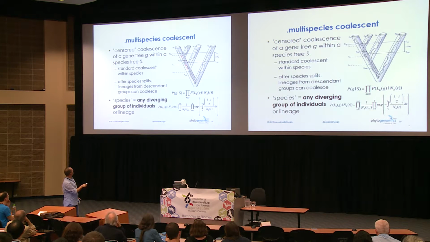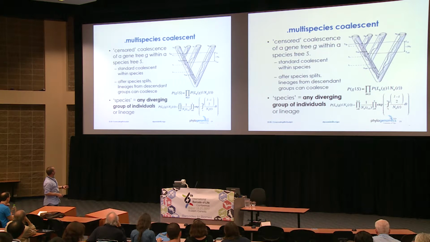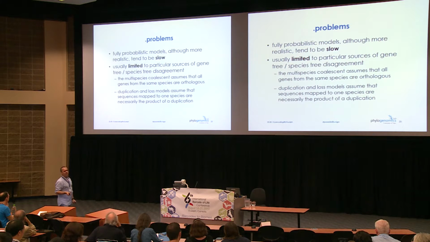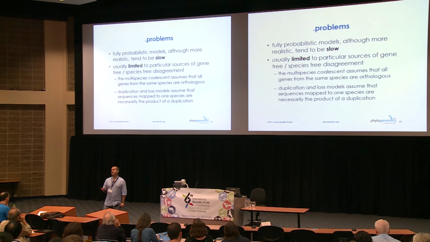This is pretty standard. We can calculate the probability of two lineages surviving across some time for a given effective population size. That's been known for decades now. And basically, we can calculate this. This is fine for a small number of genes and for just incomplete lineage sorting. And it's the way to go, in my opinion: use the full probabilistic models.